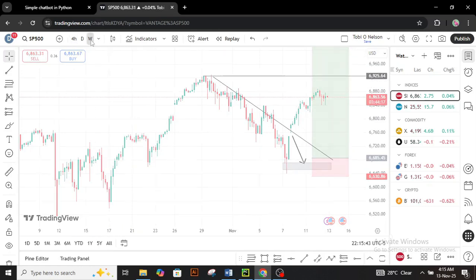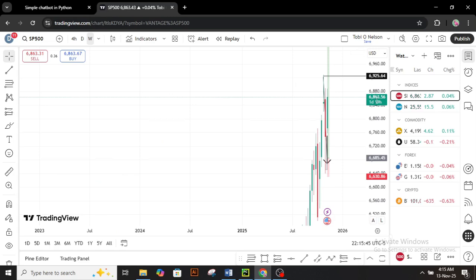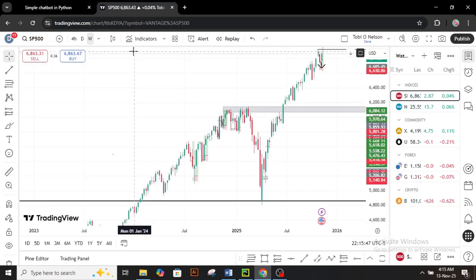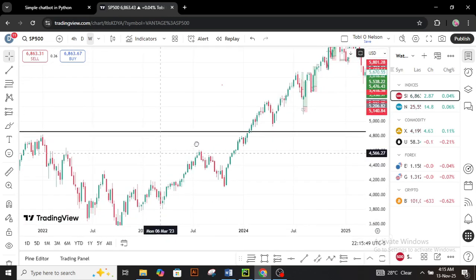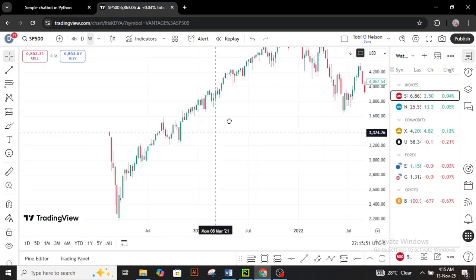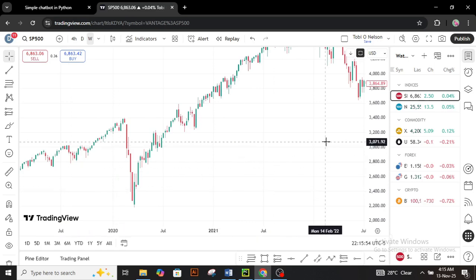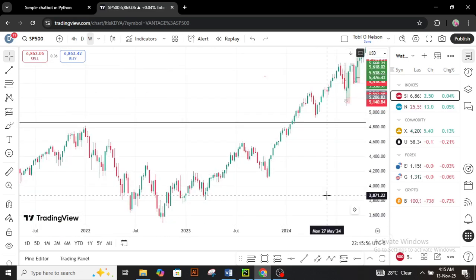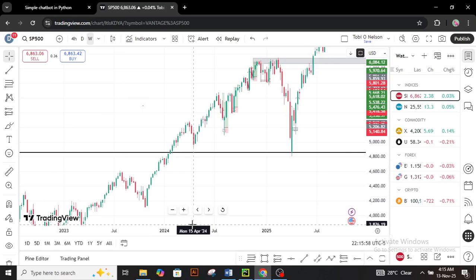You come to weekly time frame, okay, and then you look at the market overall. If you look at the market overall, what do you see? You see the market trending to the upside, as you can see. Okay, going to the upside. What does it tell you about this market? It tells you that this market is a bullish market.